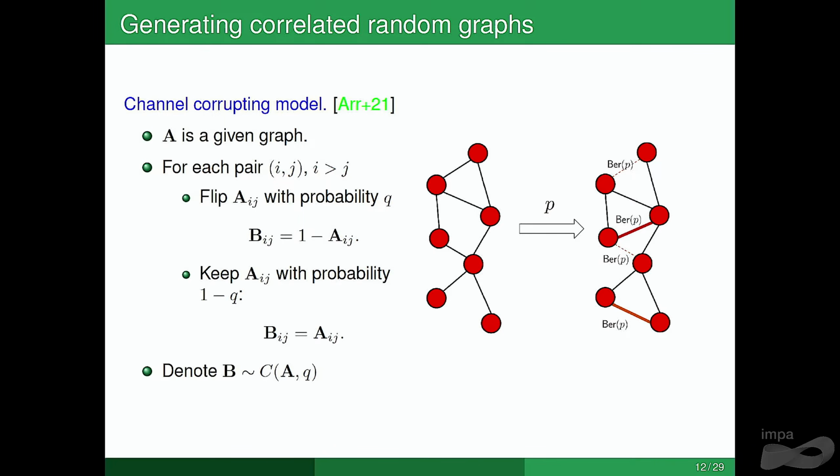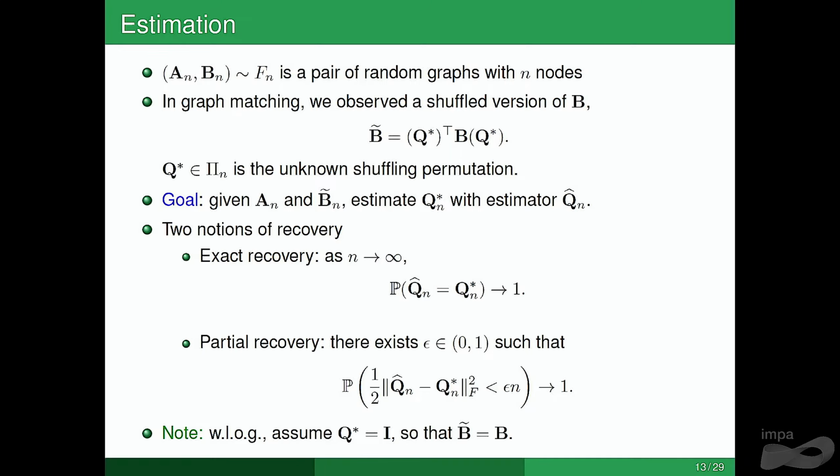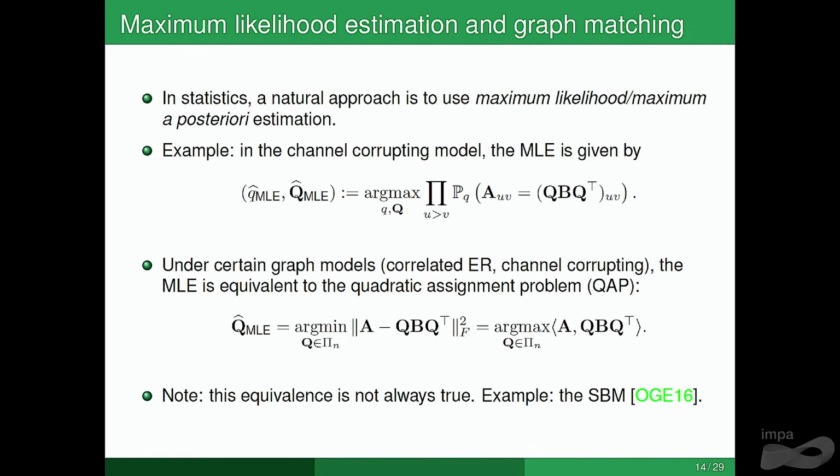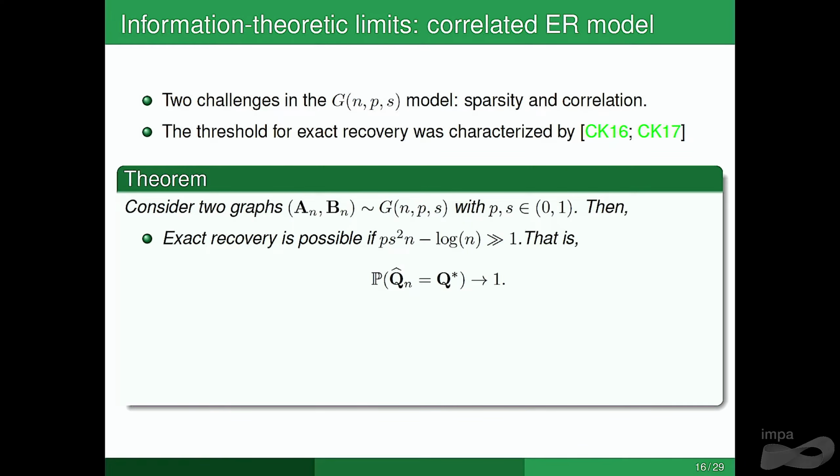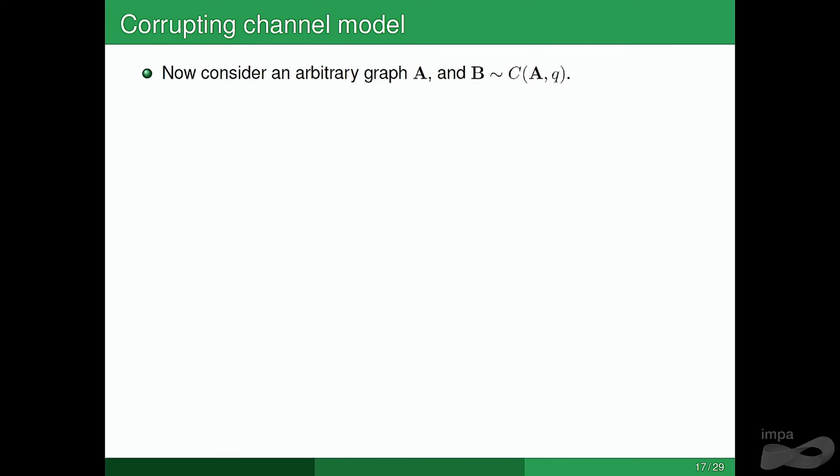But essentially, as a reminder, in this model, we take a graph A. We take some probability q, actually, this should be q instead of p. We flip the edges with this probability q, right? So if q is close to 1/2, then we get two independent graphs. If q is close to 0, then we get the same graph. Okay, so now we focus on this model.